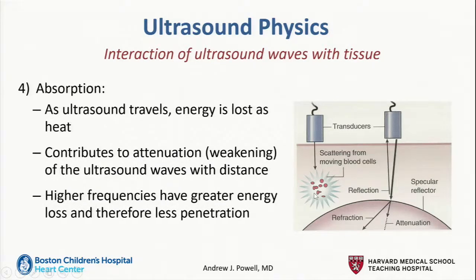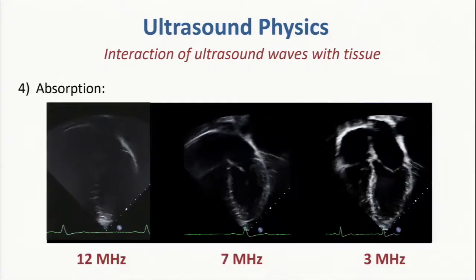And then finally, the fourth thing that can happen is as ultrasound travels through a tissue, it loses energy, and it loses energy in the form of heat. And what this does is this means that the power of this ultrasound beam will weaken or attenuate over time and over distance here. And it turns out that higher frequencies have greater energy loss and therefore less penetration. So you can see that in this example here.